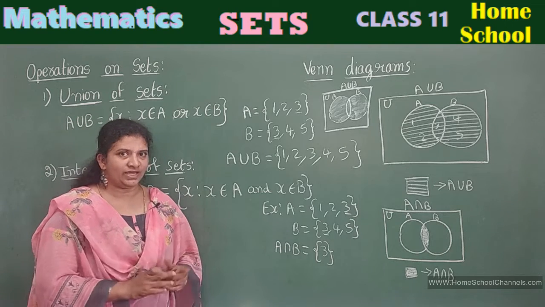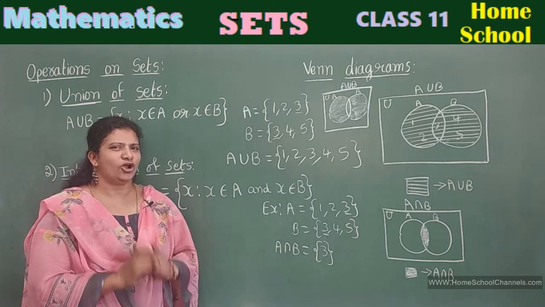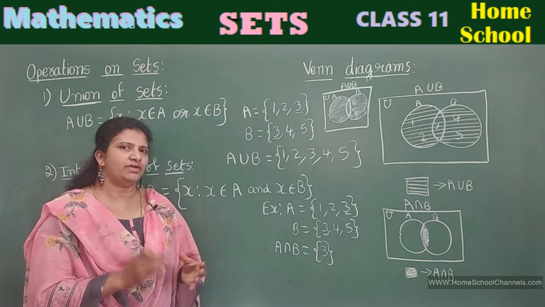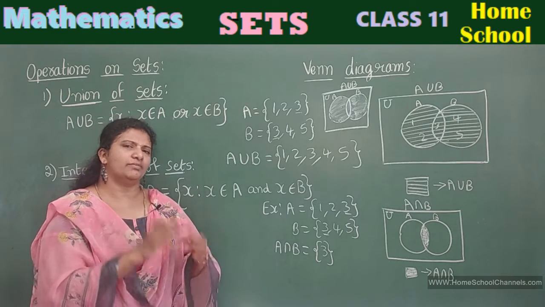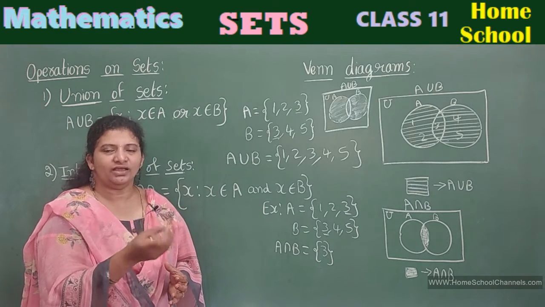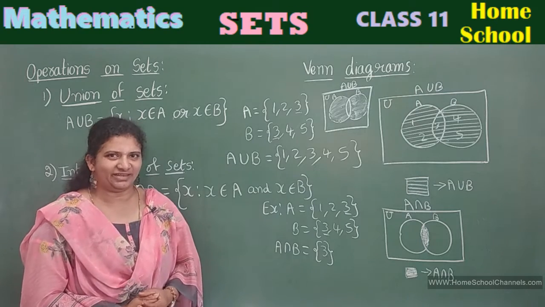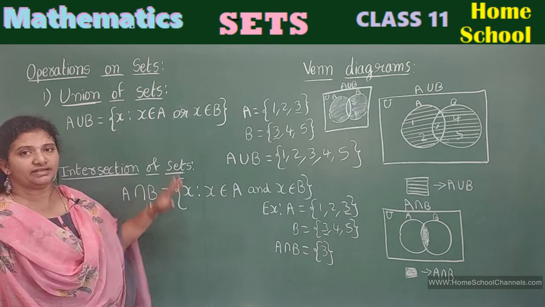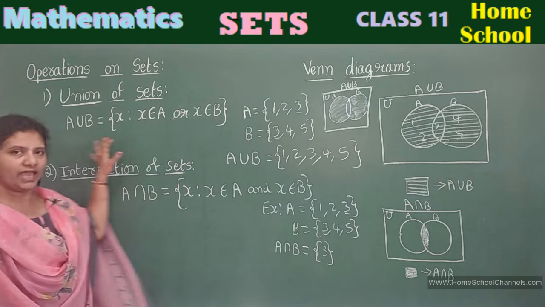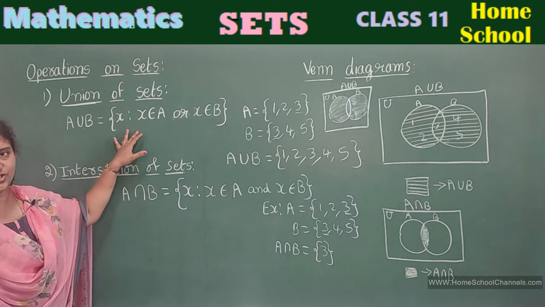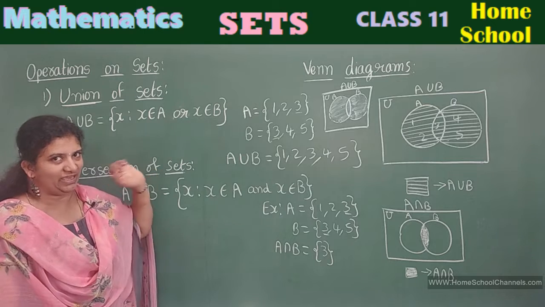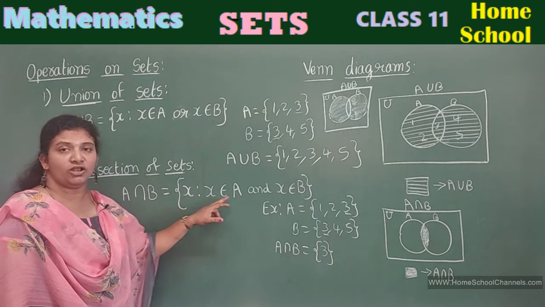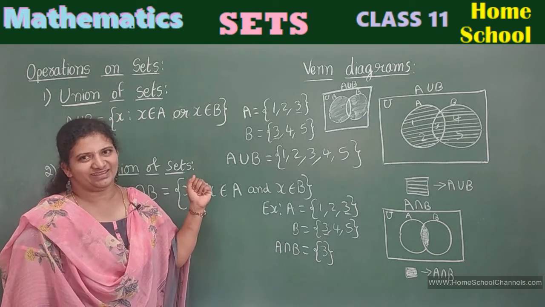Easy to remember: union, combination. Intersection, common. Combination: if in both sets you have the same element, write it one time, and write all the remaining elements. Combined, you write in union. Intersection, write only the common element. Union we use with "or", intersection we use with "and". So A union B is equal to the set of all x such that x belongs to A or x belongs to B. A intersection B is equal to the set of all x such that x belongs to A and x belongs to B.